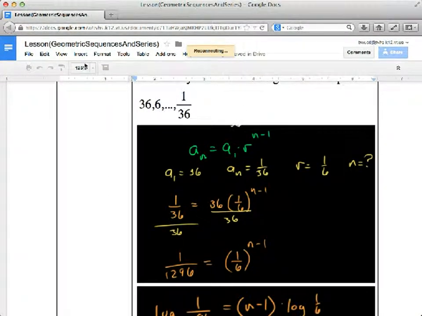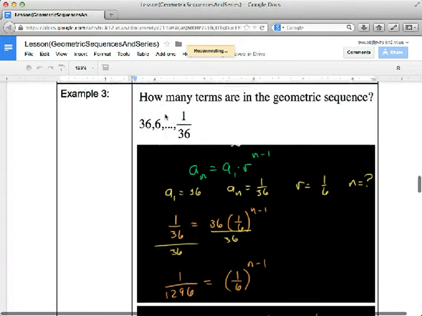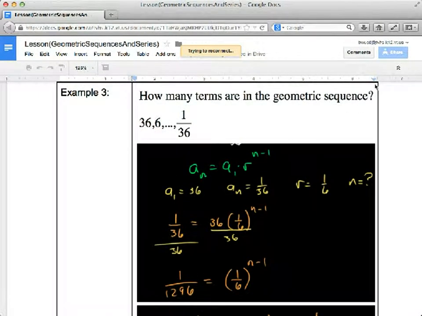Yeah, here we go. How about this? Here's the same problem. I'll just show you my little note version of it. Trying to reconnect. Yeah, I know. Yikes. Everything's just sad right now.